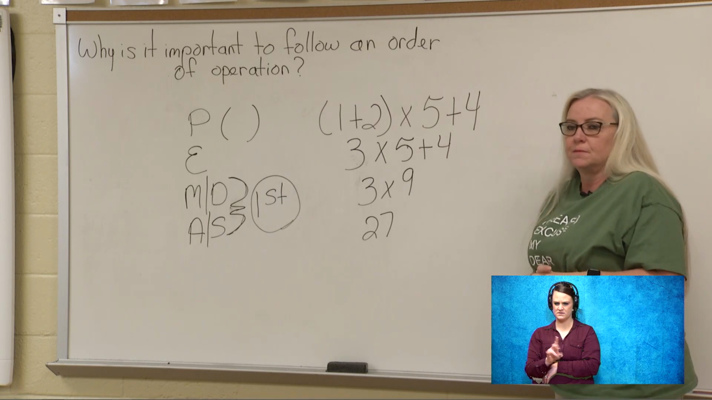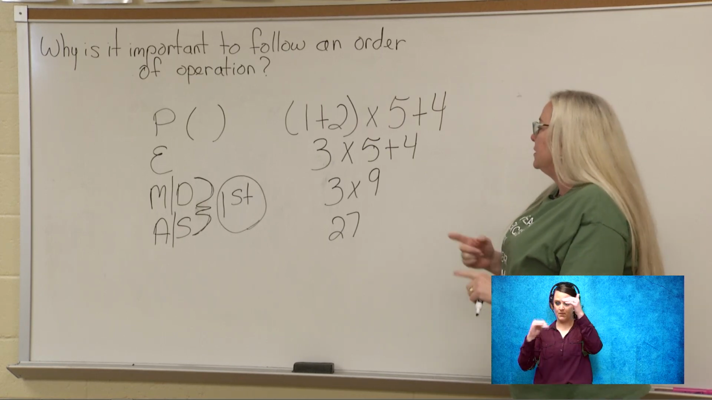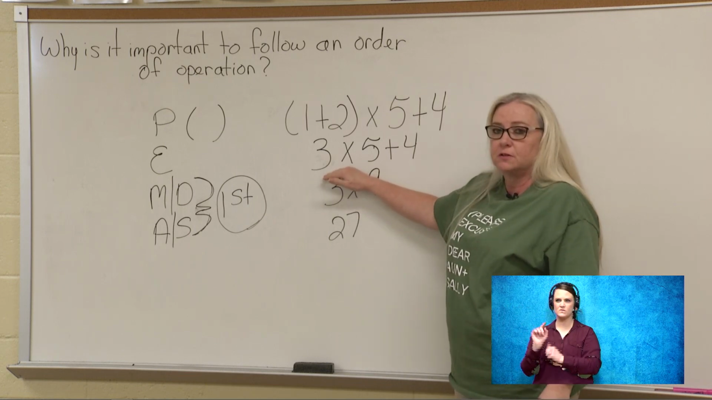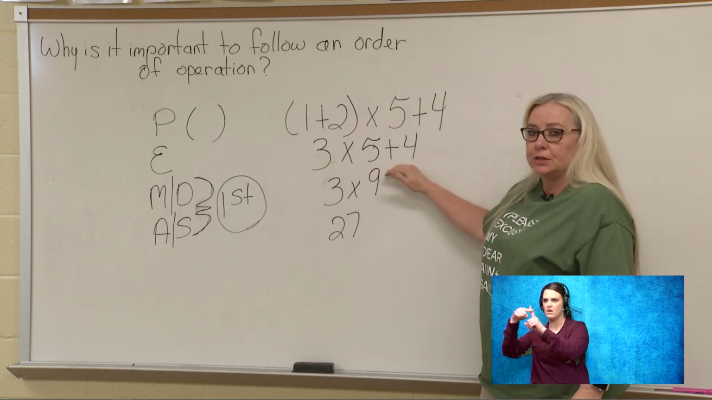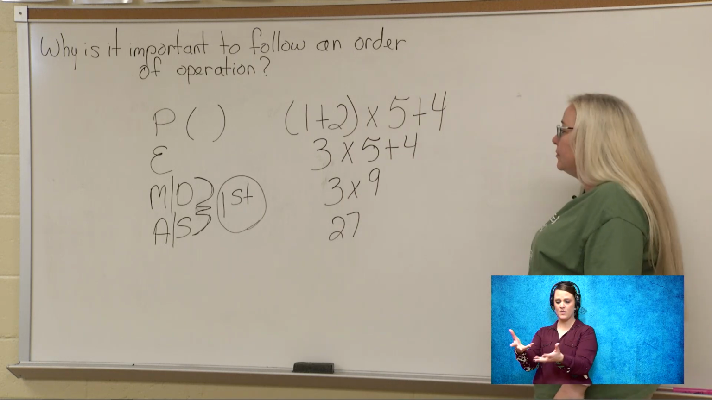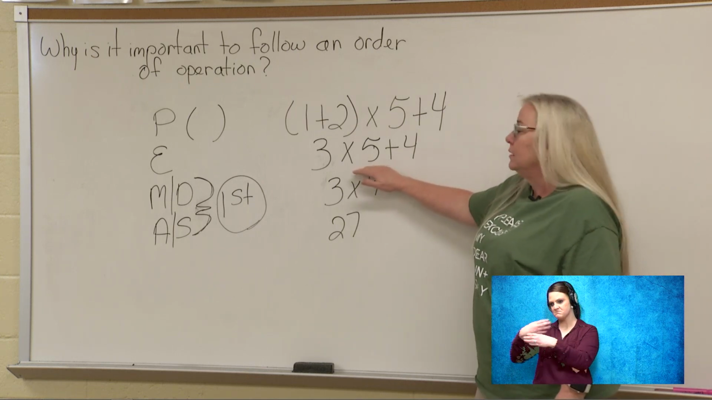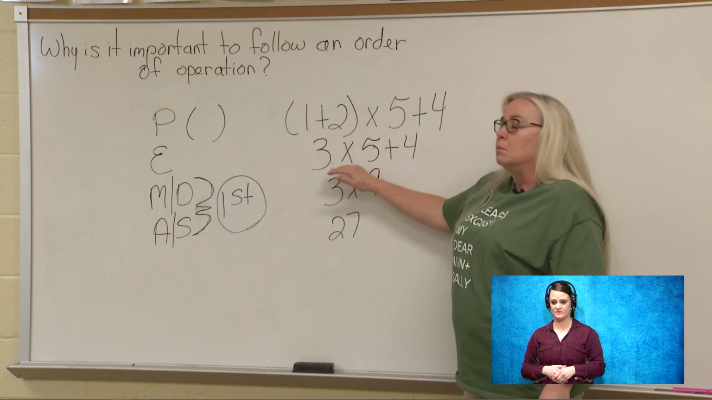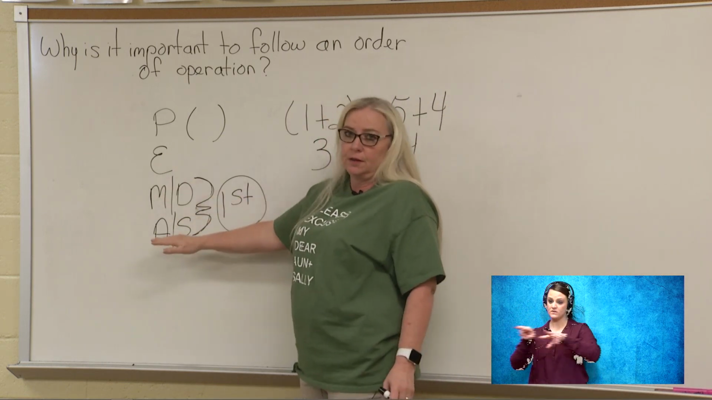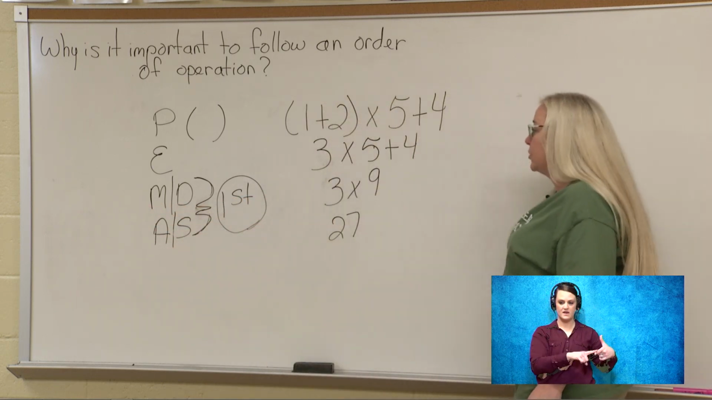So what do you think? Did they follow the order of operations? Did they look at this part of the equation and say, which one comes first, multiplication or addition? Or did they just jump right into it and do what they wanted to do? I agree with you. They just jumped right into it and they added before they multiplied. Multiplication comes before addition according to our hierarchy. Multiplication and division always come before adding and subtracting.